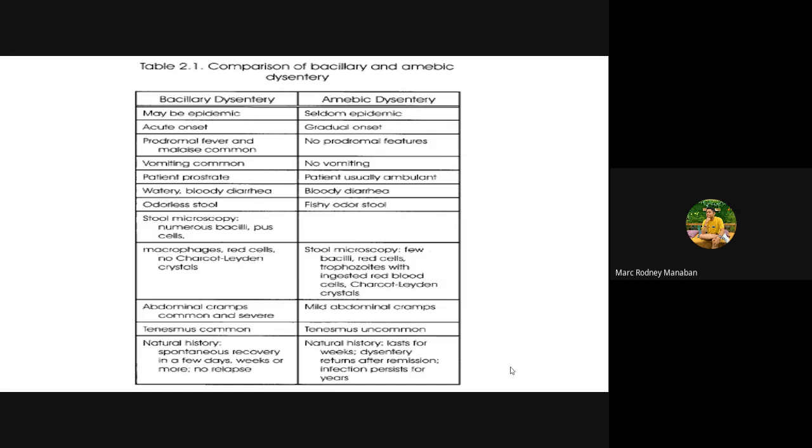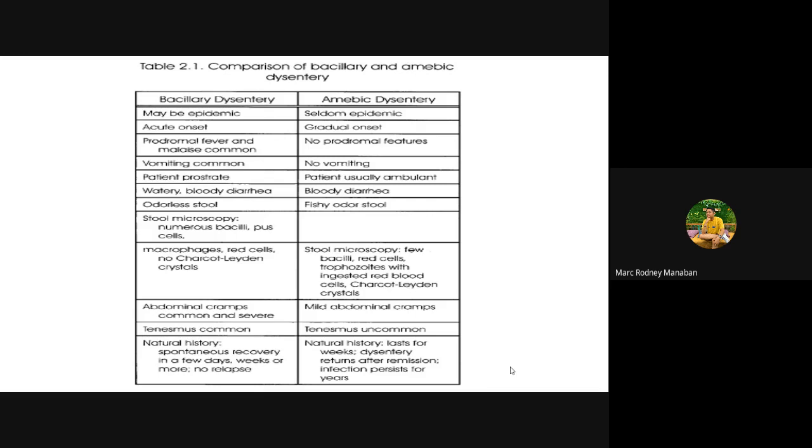Don't forget, eosinophils, breakdown products kay Charcot-Leyden crystals. So makita gyud ang Charcot-Leyden crystals sa amoebic dysentery because it is a parasitic disease. Generally, we say that eosinophils are increased, especially during parasitic diseases, but not all parasitic diseases have increased eosinophils. It's general lang, most parasitic diseases will increase your eosinophils. Basta Charcot-Leyden crystals, that's from eosinophils.